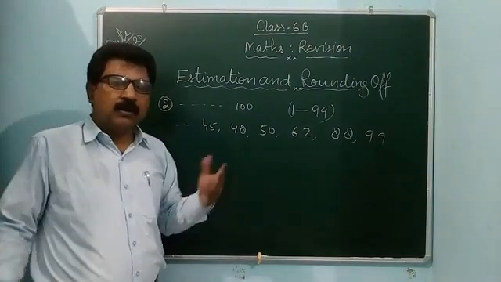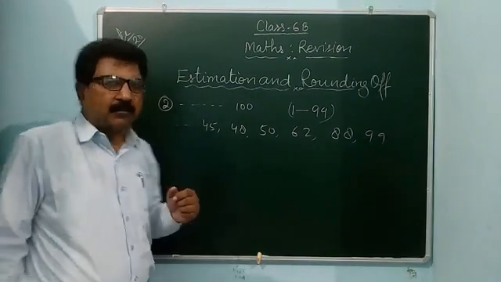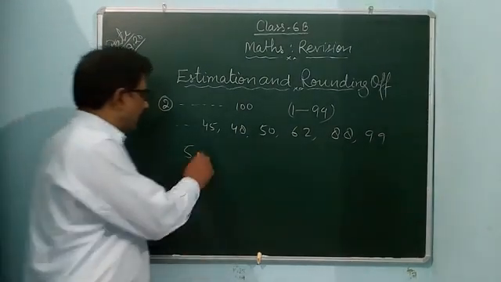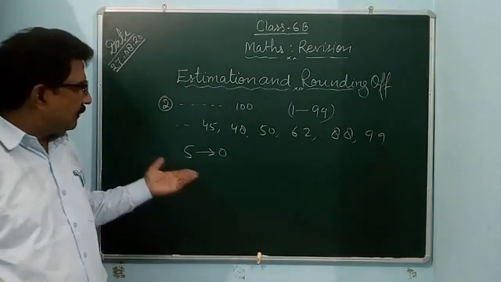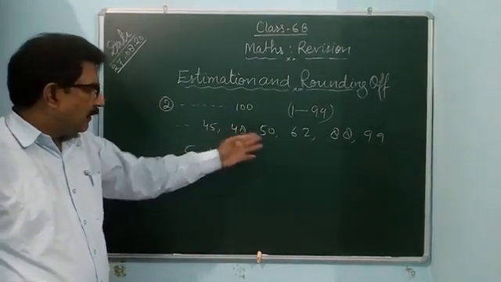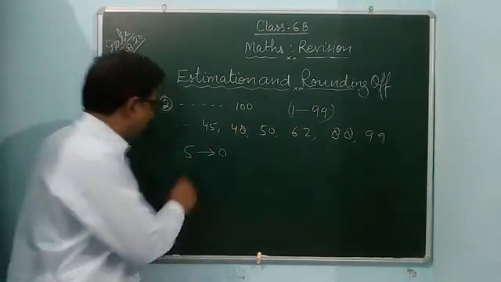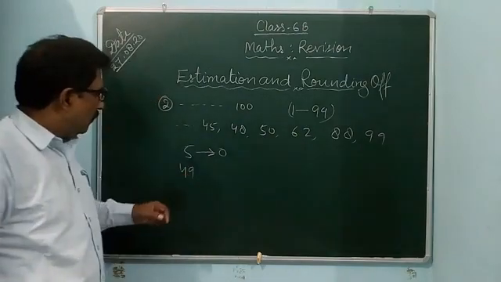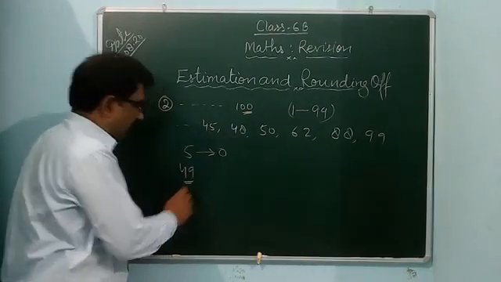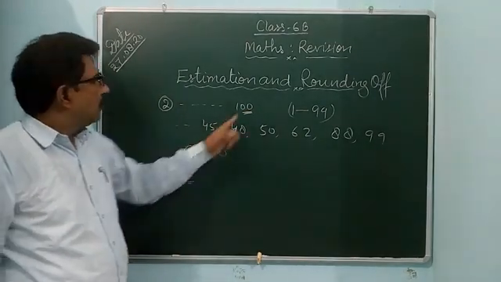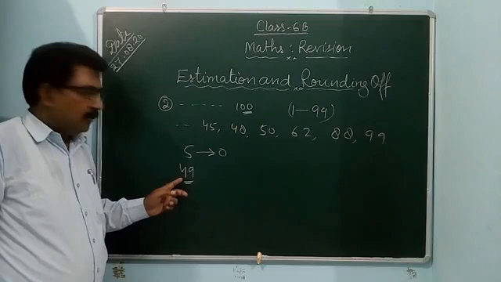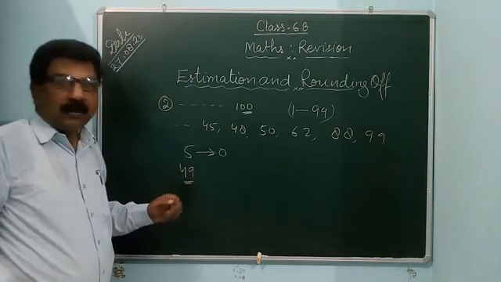Suppose the question asks to estimate 5 to 100. It will be directly 0. To the nearest 100, 5 is 0. If you are taking a 2-digit number less than 50, like 49, it is not 50, so it will be 0.